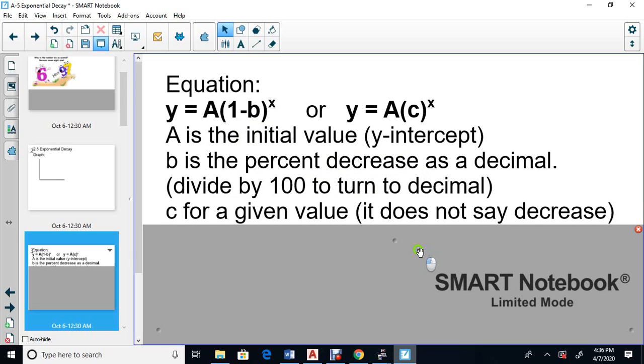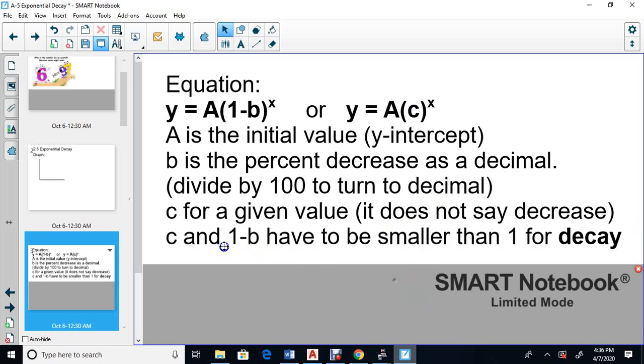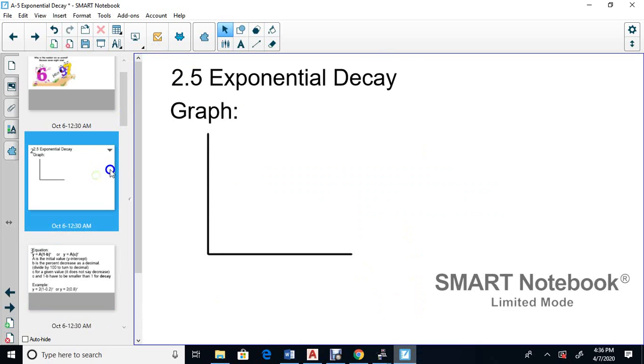C is for a given value. In the question, it doesn't say decrease. C, and 1 minus C, has to be smaller than 1. So I've got an example. Usually you go 1 minus 0.2 here, and here 0.8. C is 0.8.